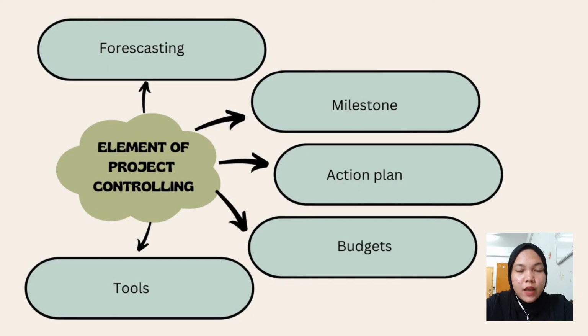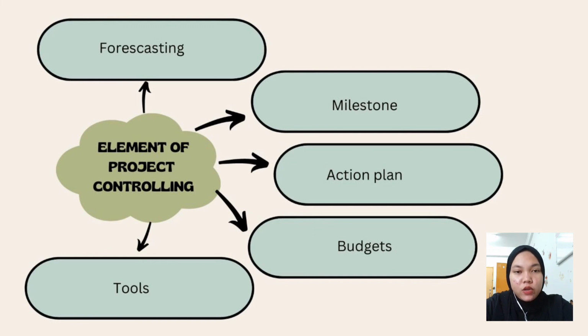Next, I'm going to explain about elements of project controlling. There are 5 elements in project controlling. Firstly is forecasting. Secondly is milestone. Thirdly is action plan. Fourthly is budget. And lastly is tools. Okay, first is forecasting. Forecasting means a process of making predictions based on past and present data, and most commonly by analysis based on data trend.